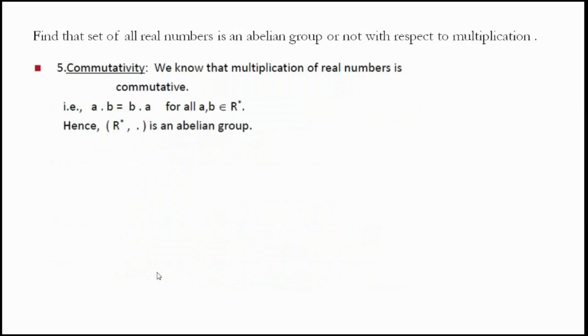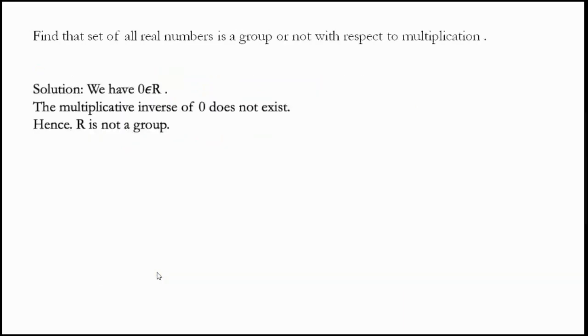Another thing is commutativity. We know that the multiplication of real numbers is commutative. AB is equal to BA. Find whether the set of all real numbers is a group or not with respect to multiplication.